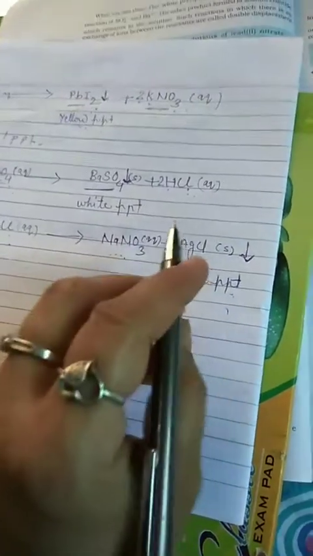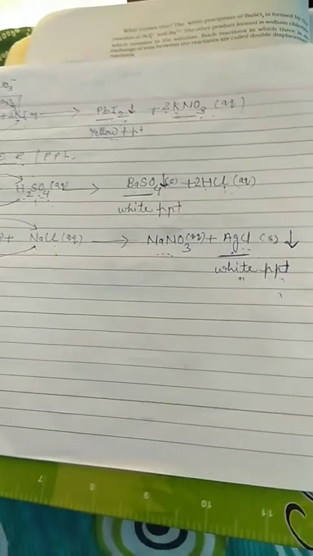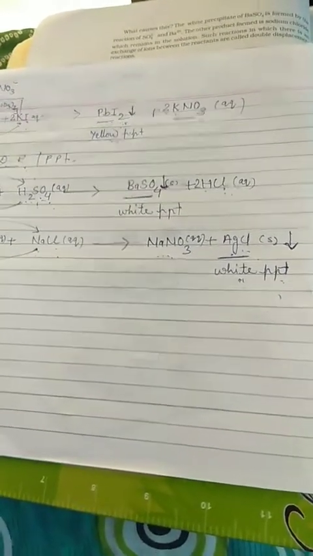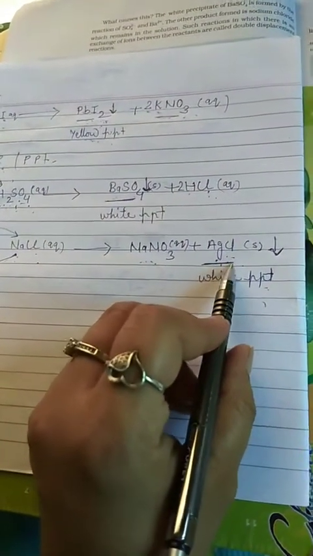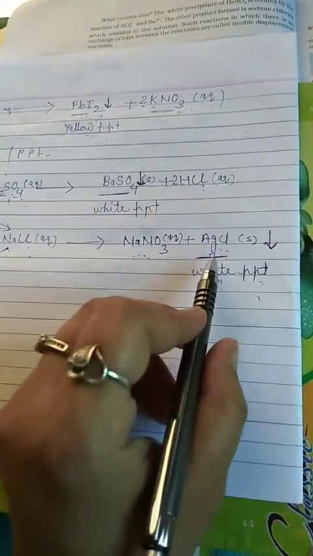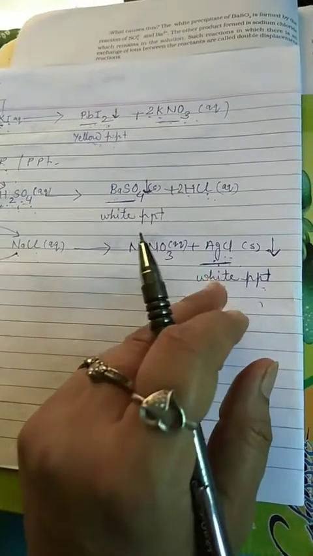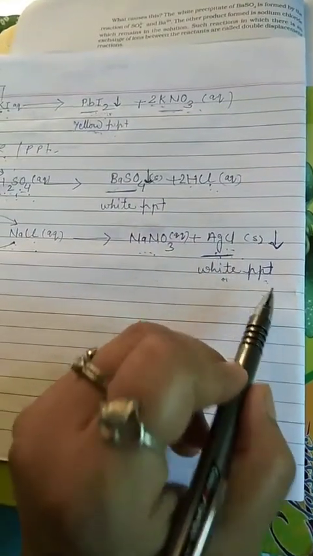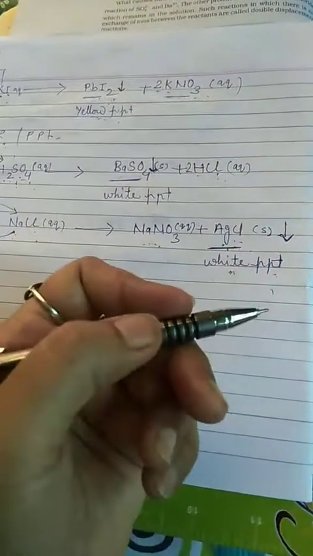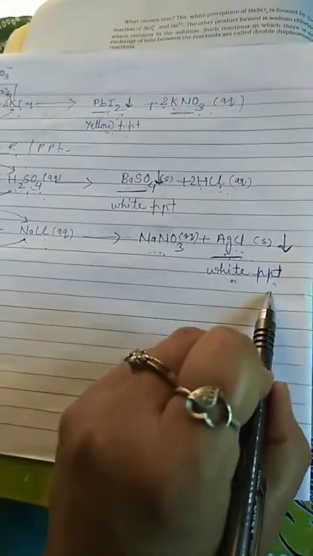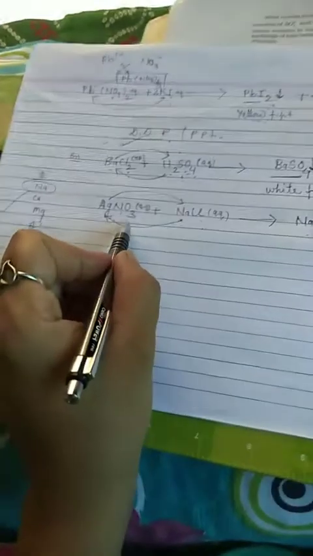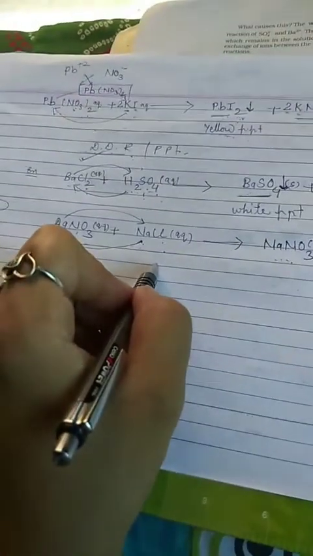In an earlier video I explained black and white photography, which is a photodecomposition reaction. I told you that when silver chloride, a white powder, is exposed to sunlight, it turns into gray silver and releases chlorine gas. So silver chloride is a white precipitate in a double displacement reaction.